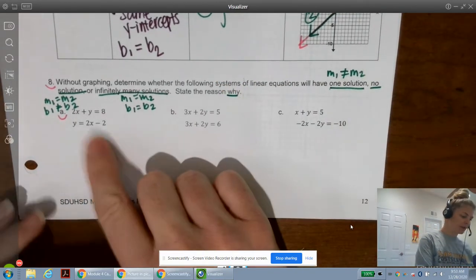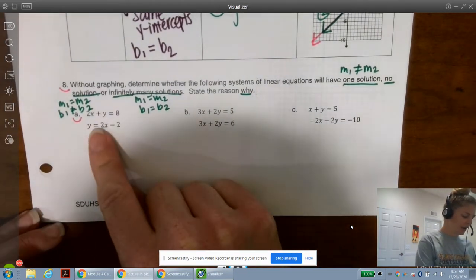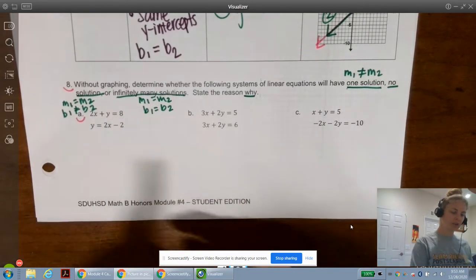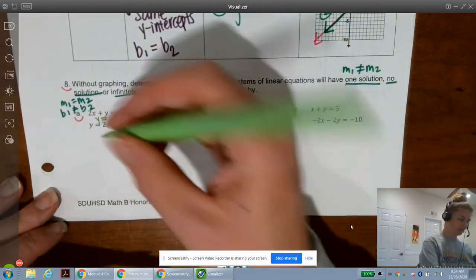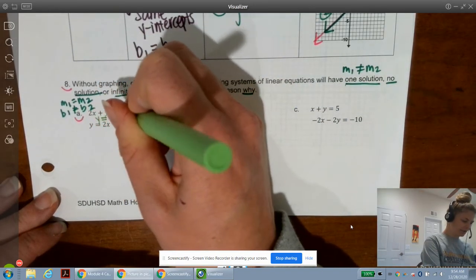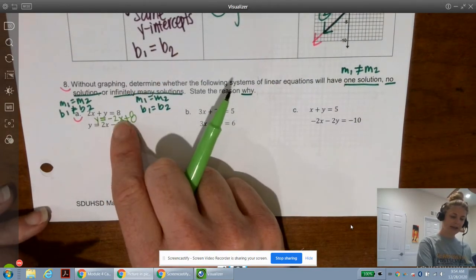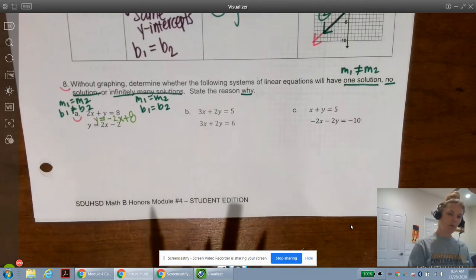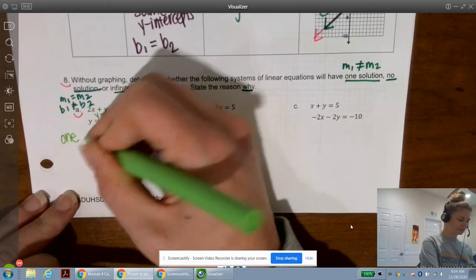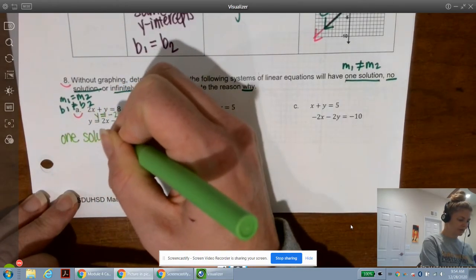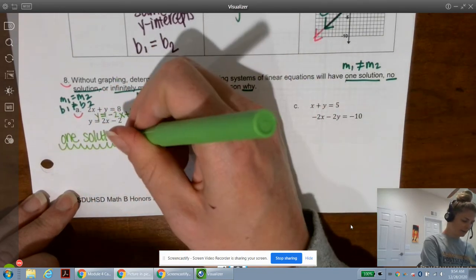Okay, so I'm going to do A with you, and then you'll be able to do B and C by yourself. So I'm looking at equation 1 and equation 2. I notice equation 1's not written in slope-intercept form, so I'm going to write it right below it. y is equal to -2x plus 8. So now when I'm comparing the slopes, I say 2x and -2x. So I know that there is going to be one solution. That's my number one answer, so I'm going to give it some flair. And I'm going to say why.